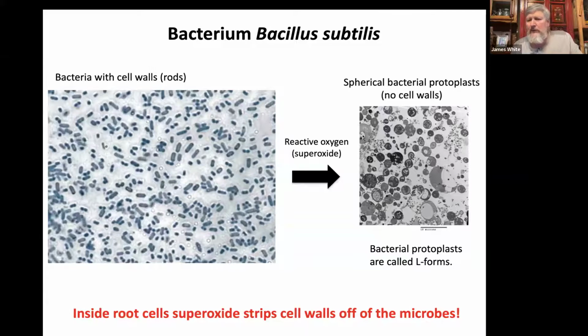These also are called L forms. I call them protoplasts, but there's a technical name for them when they're bacteria. They call them L forms. When they're fungi, they call them mycosomes. But these have been known already. This is not anything we invented. People have known this. It's just that people didn't know how to find them inside plant cells. They didn't have the stains. They didn't have the way to find them.